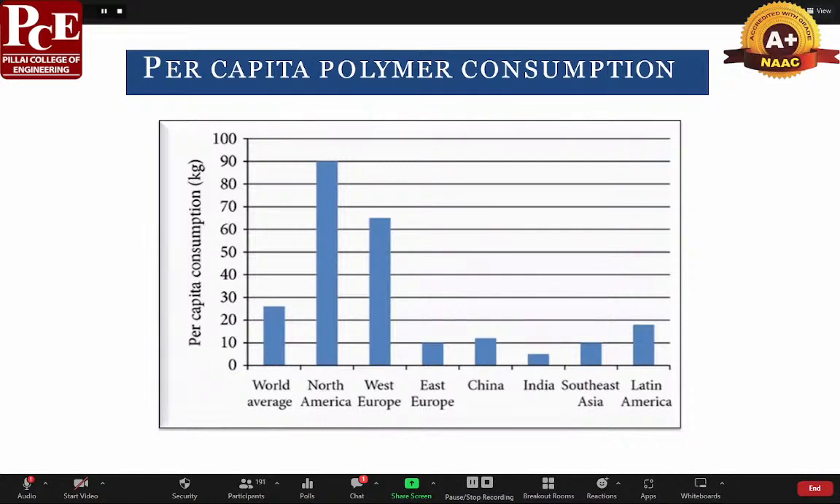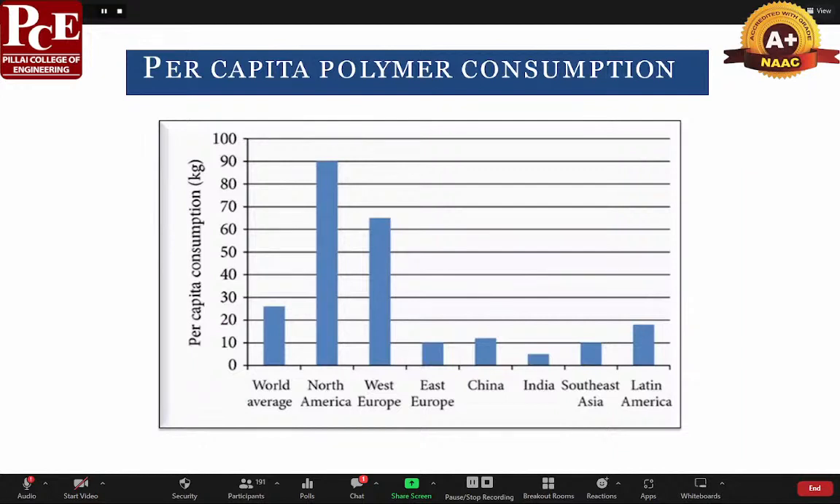Now you can see the per capita consumption, where North America is far ahead at 90 kg, whereas in India we are hardly using 5 to 6 kg as of now. So you understand that this kind of demand is going high. If the demand is going high, it means there is a market, there is a scope.